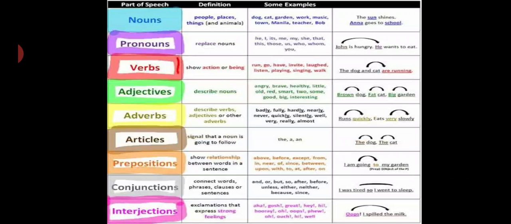In the given example, the sun shines. Here, sun is a noun. Anna goes to school. In this sentence, Anna and school both are nouns.